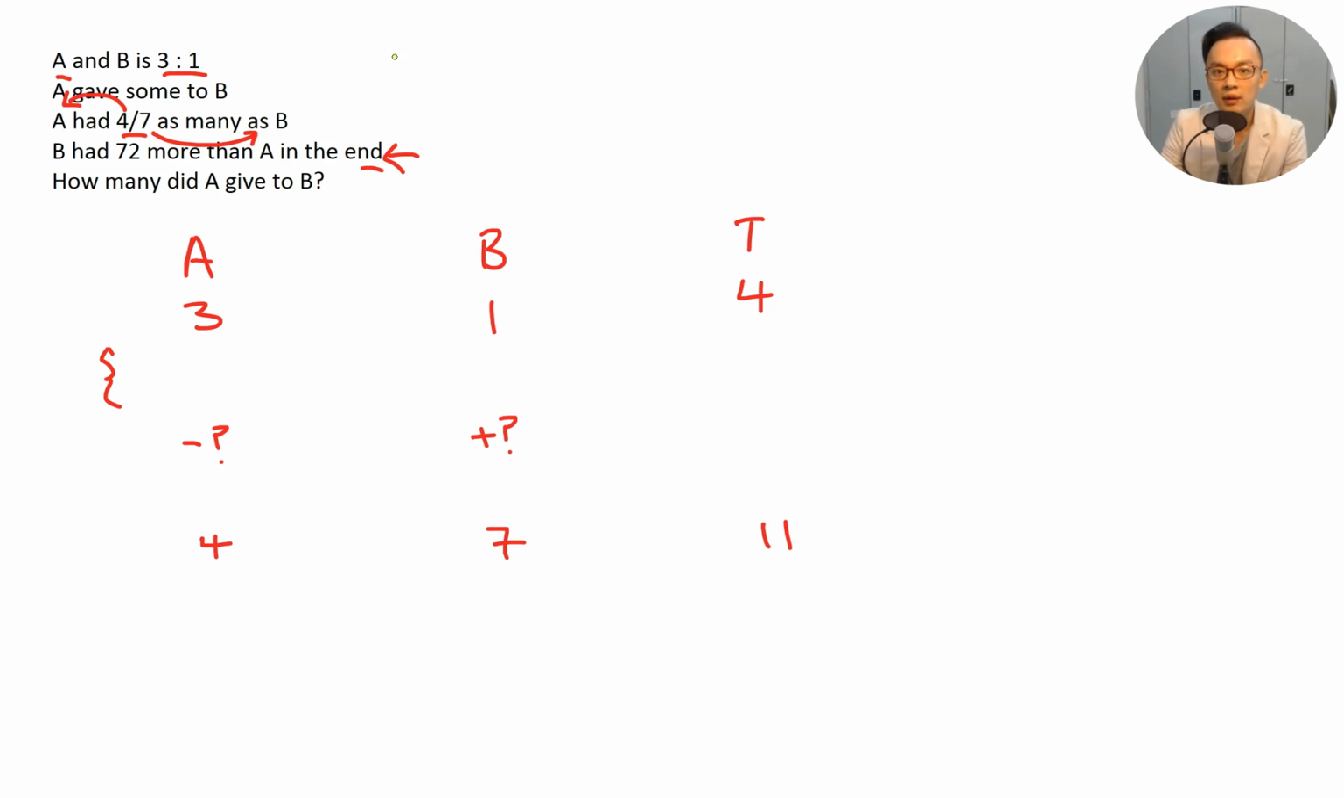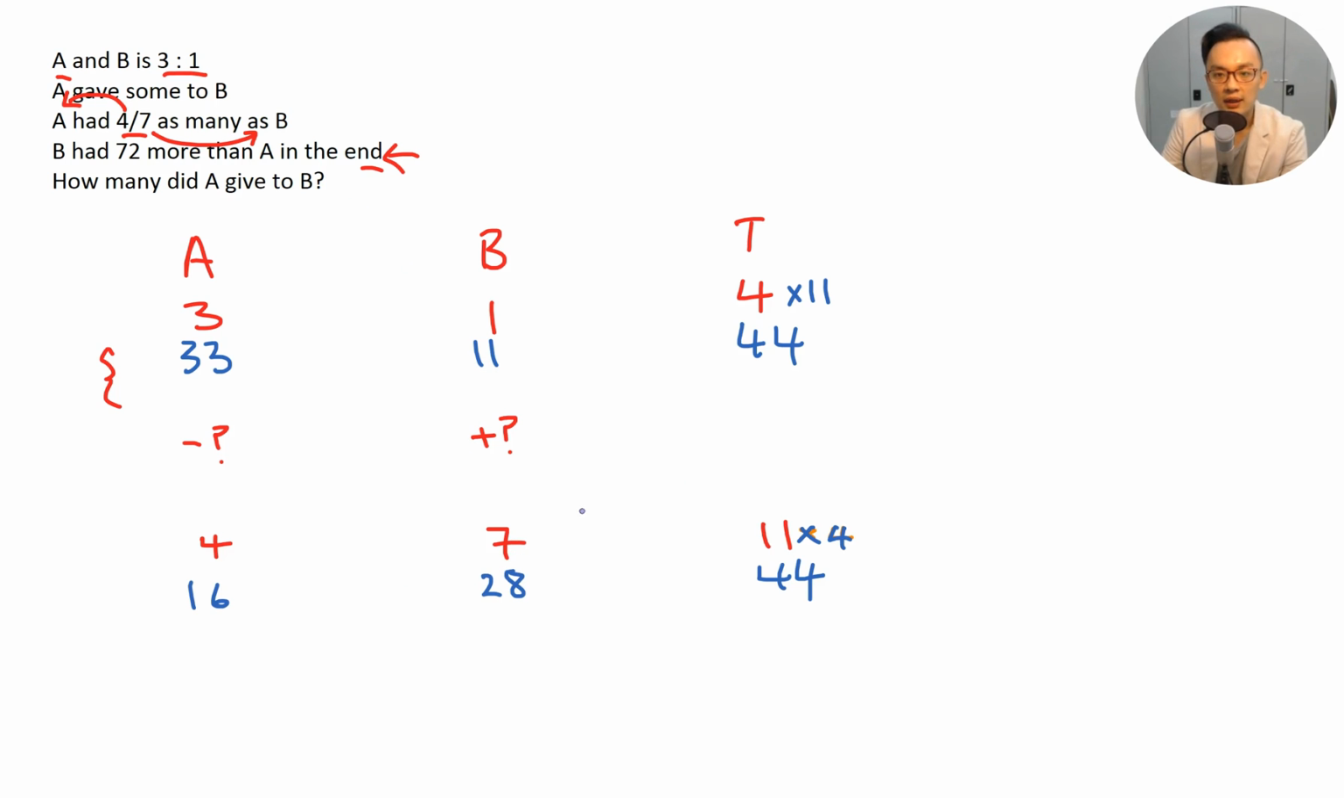So before I use this sentence, let's make them the same. So I know I need to make my total the same. So it's times 4. Let's choose another color. Times 4, times 4, times 11. So it's 33, 11, 16, 4, 7, 28. All right, so that's 44 and 44. Okay, so 16, 28. B had 72 more than A in the end.